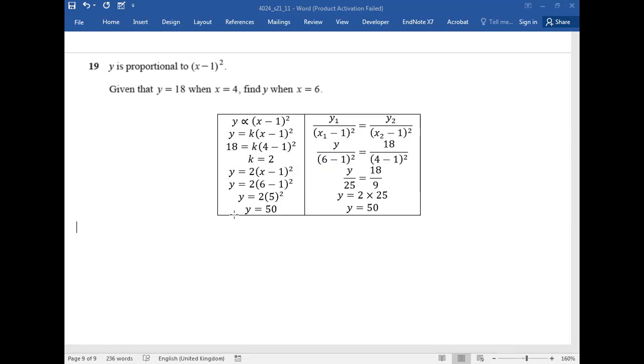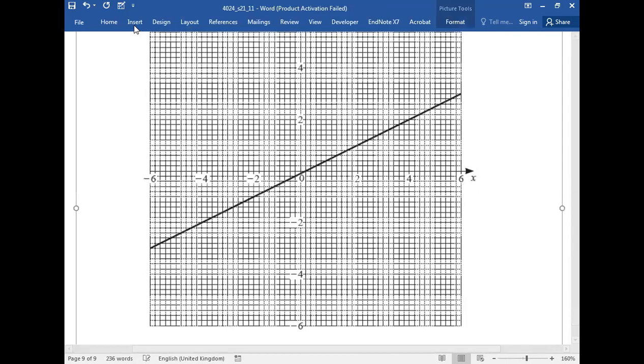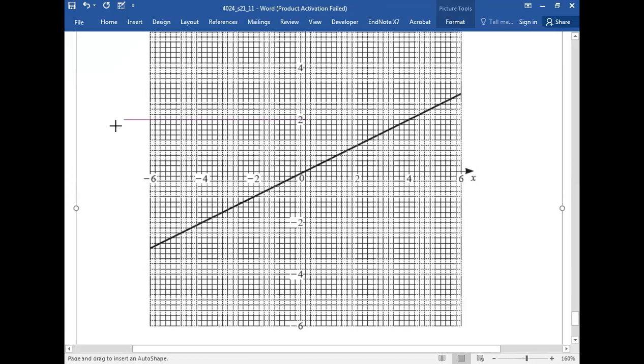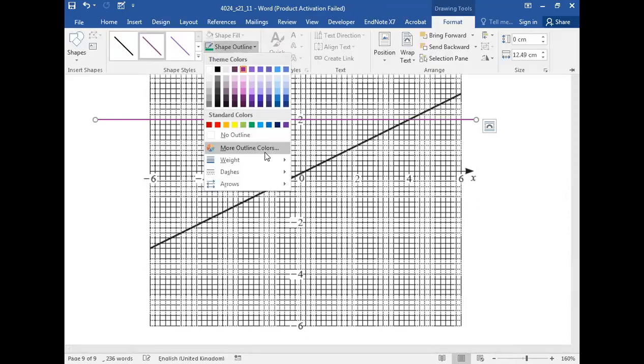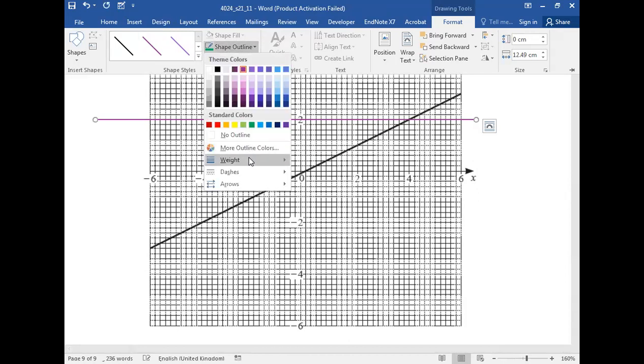Okay, class. Most of you have an issue with these questions, so kindly observe them. On the grid, draw the graph of y is equal to 2. How do I draw the line of y is equals to 2? Anyone? यहाँ पे y 2 है, वहां पे horizontal line. Is that right? Okay, class. What about the other one?